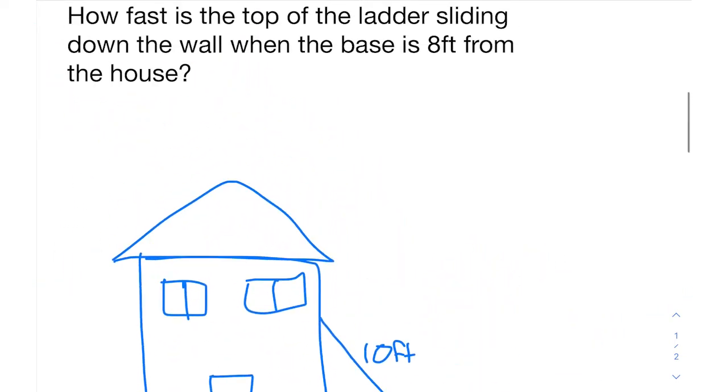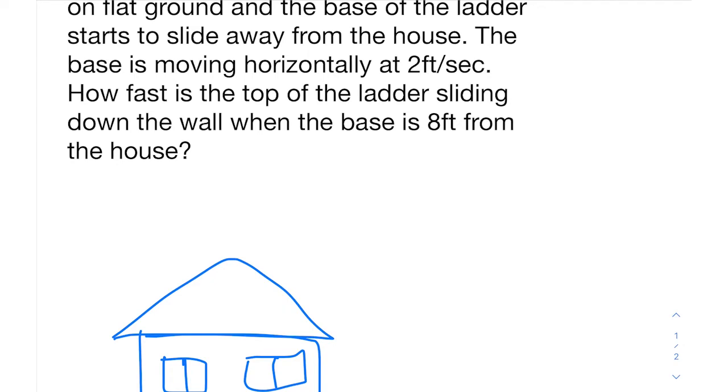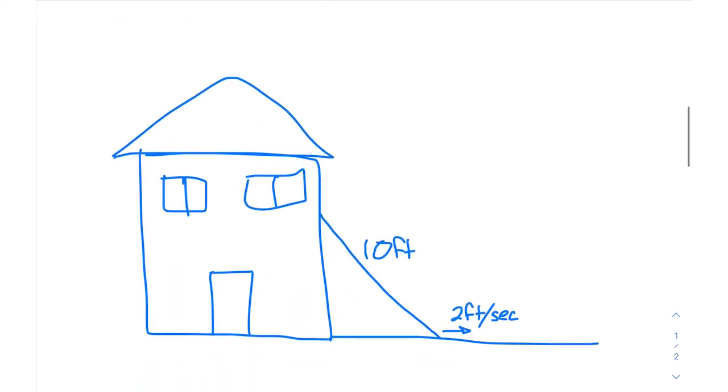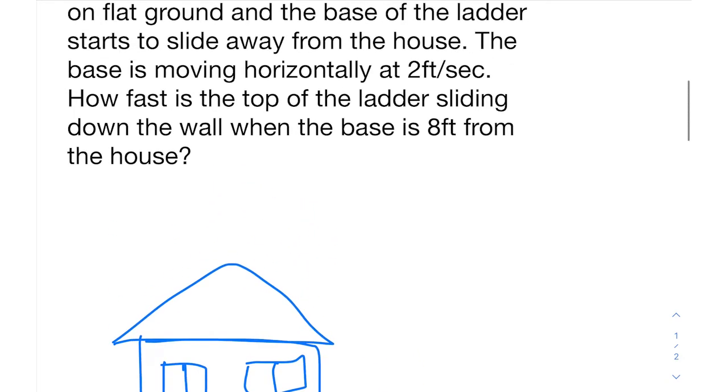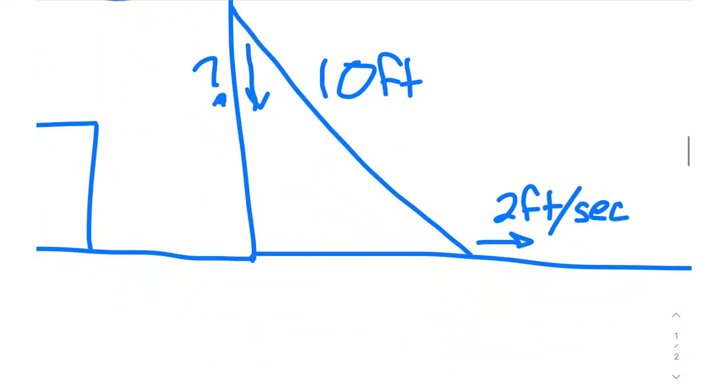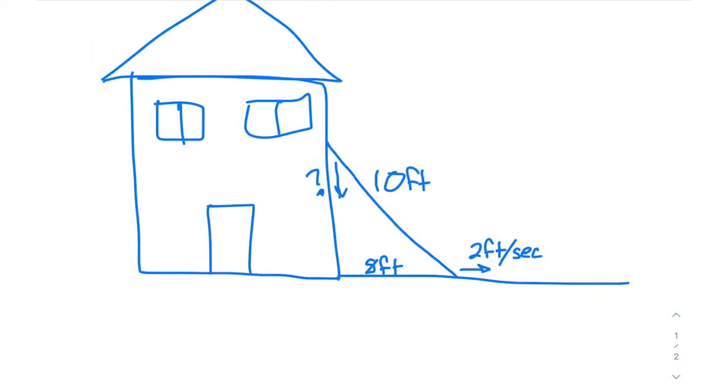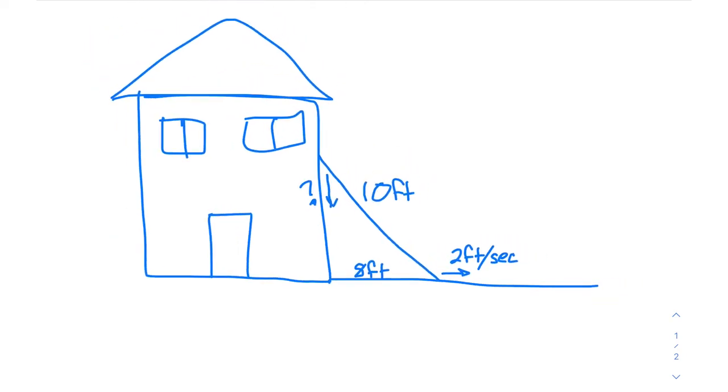Okay, and they want to know how fast the top of the ladder is sliding down, right? So the top's going to be sliding down. That's what they're asking about here, when the base is 8 feet from the house. So this will be 8 feet at that time. Okay, so we have all the information from the question.